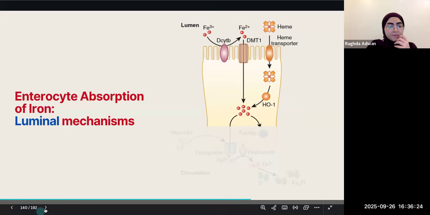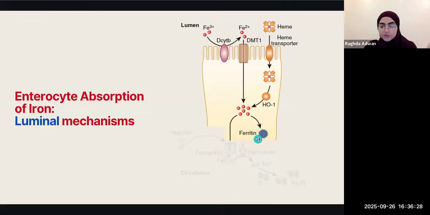Now, in the cells, we have ferritin, as we said, the storage form. Ferritin can act on the Fe2+ and convert it to Fe3+, so it can be stored. This is the part I was getting to. So now we absorbed it as Fe2+ and converted it to Fe3+ to store it in the form of ferritin.